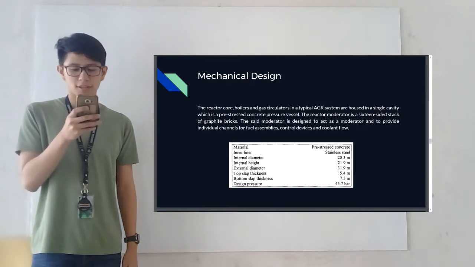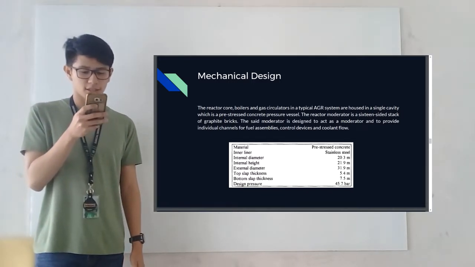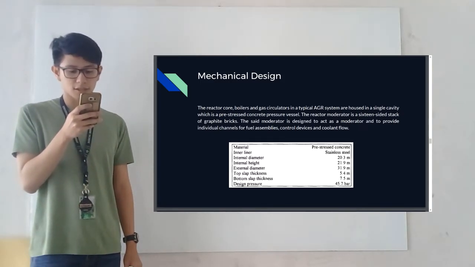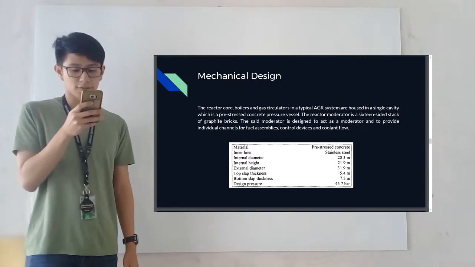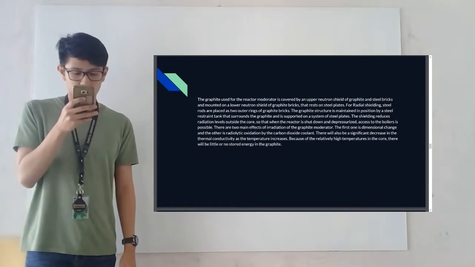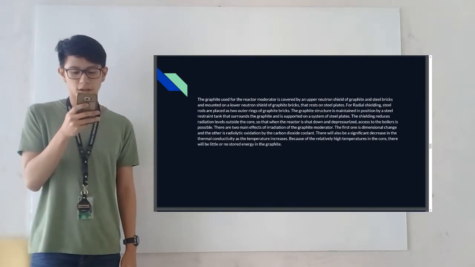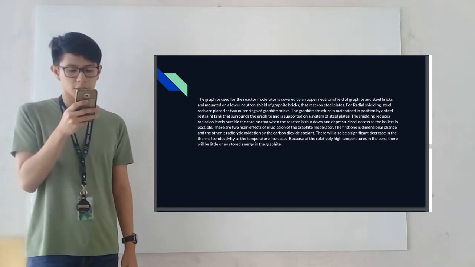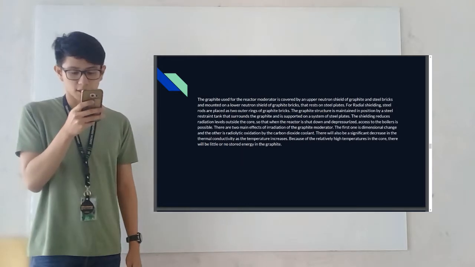The reactor moderator is a 16-sided stack of graphite bricks. The moderator is designed to act as a moderator and to provide individual channels for fuel assemblies, control devices, and coolant flow. The graphite used for the reactor moderator is covered by an upper neutron shield of graphite and steel bricks and mounted on a lower neutron shield of graphite bricks that rests on a steel plate.